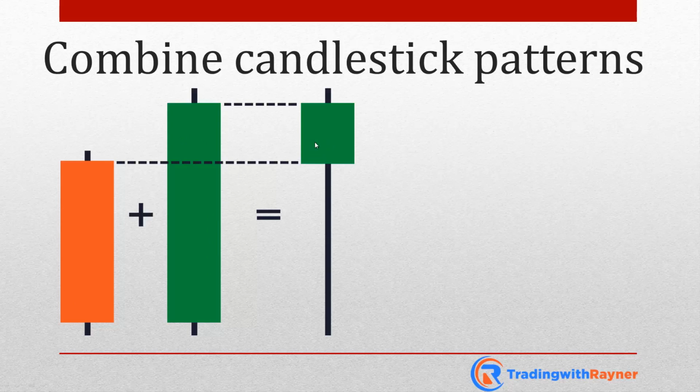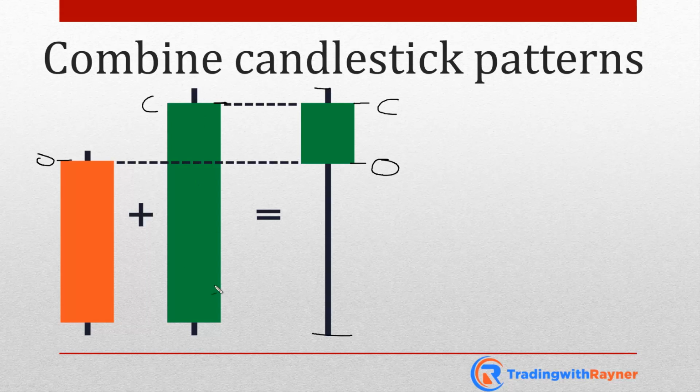So this is how you go about combining the candlestick patterns. Just a quick one, right? Take the open of the first candle, and over here will be the open. Take the close of the second candle, and this one will be the close. And then as for the high and the low, just take the highest level and the lowest level over these two candles.